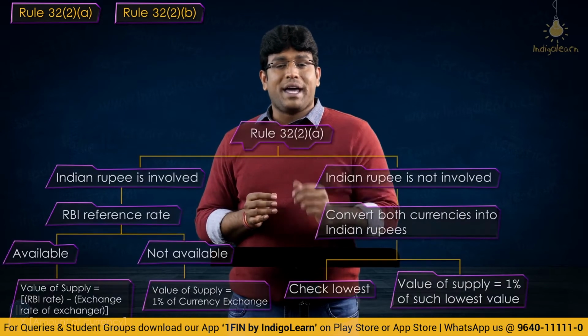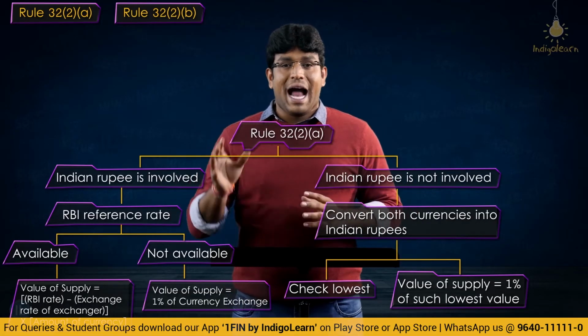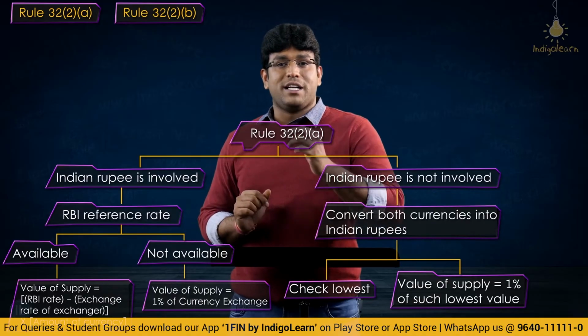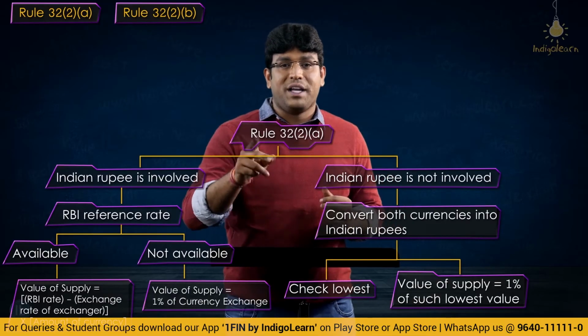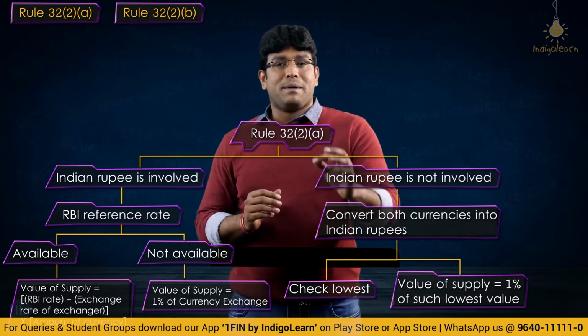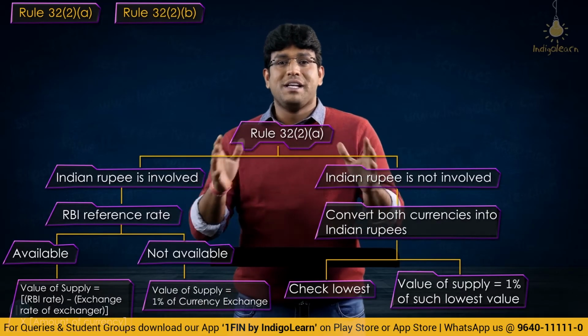So friends, to summarize the whole concept of Rule 32(2): we have got two bifurcations, 32(2)(a) and 32(2)(b). 32(2)(a) talks about the case where the RBI rate is available, then the difference will become the value of supply. And if the RBI rate is not available, then the value of supply will be 1% of currency exchange. And if we convert one foreign currency into another foreign currency, then 1% of the lesser of the two amounts in Indian rupees will become the value of supply.